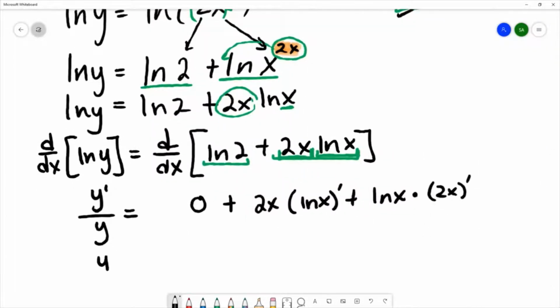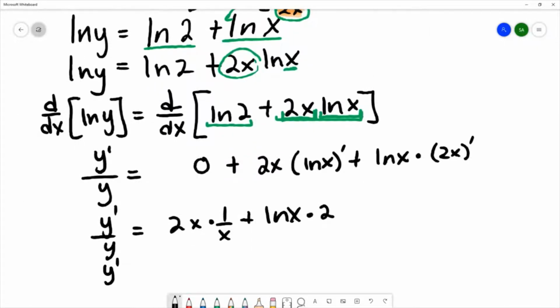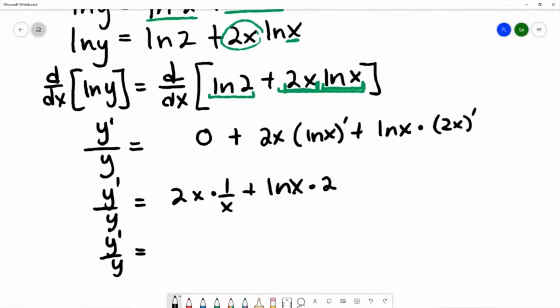We have y prime over y equals 2x. The derivative of natural log x is 1 over x. The derivative of the inside is 1, over the inside x. And then natural log x times the derivative of 2x, and that's 2. We have y prime over y, and if we simplify, our x's cancel, so we have 2 plus 2 natural log x.